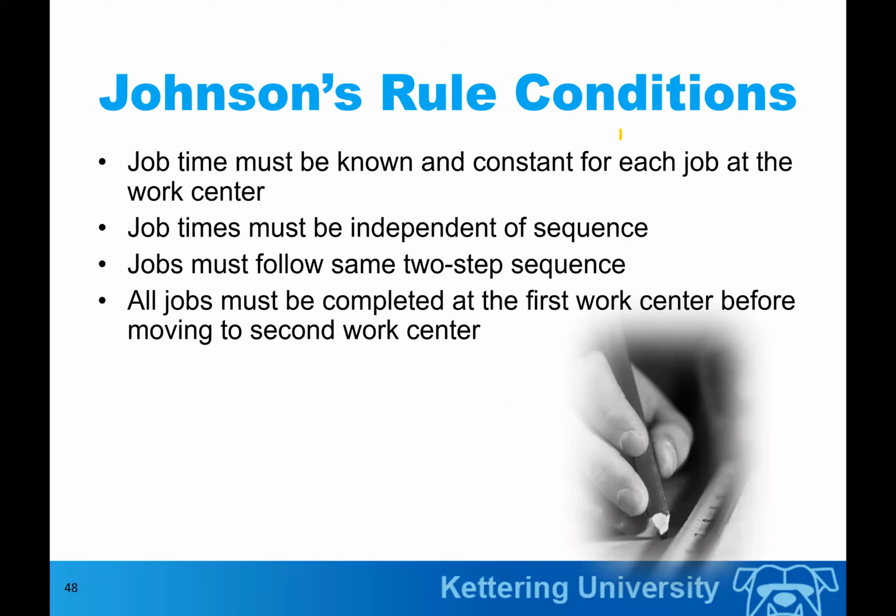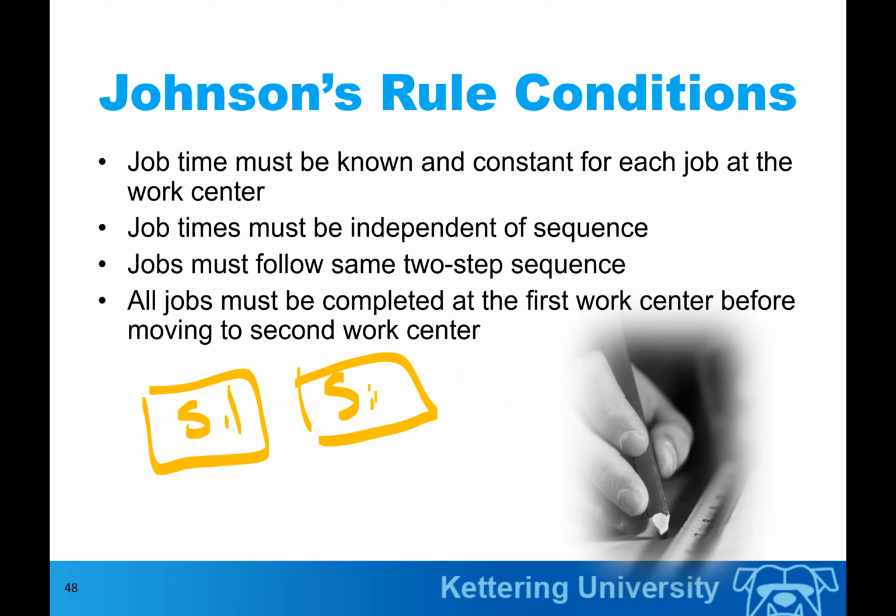Job time must be known and constant for each job at each work center. So you need to know how much time you need to process job 1 in station 1, job 1 in station 2, job 10 in station 1, job 10 in station 2. Those numbers are fixed and will not change. Job times must be independent of the sequence. So if you go with J1, J2, the processing duration should not be affected if you have J2, J1.